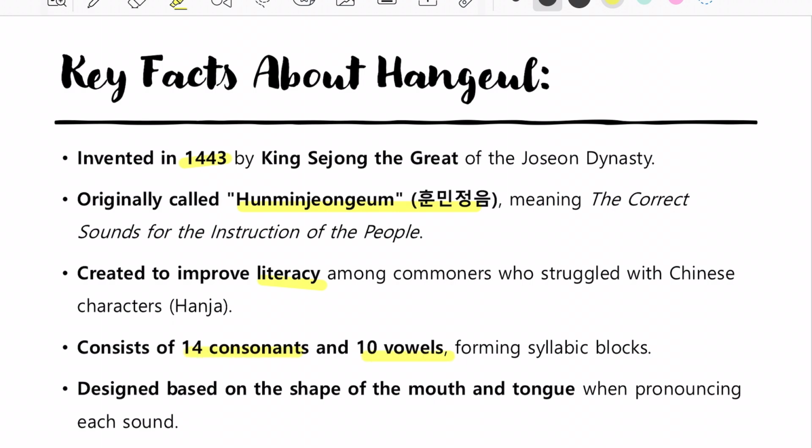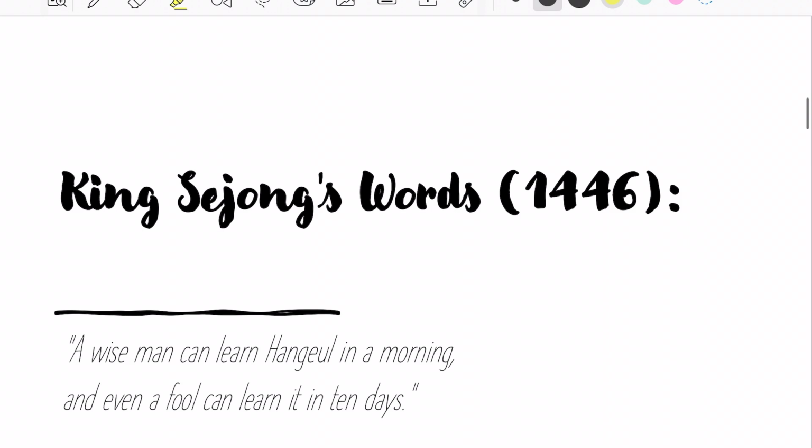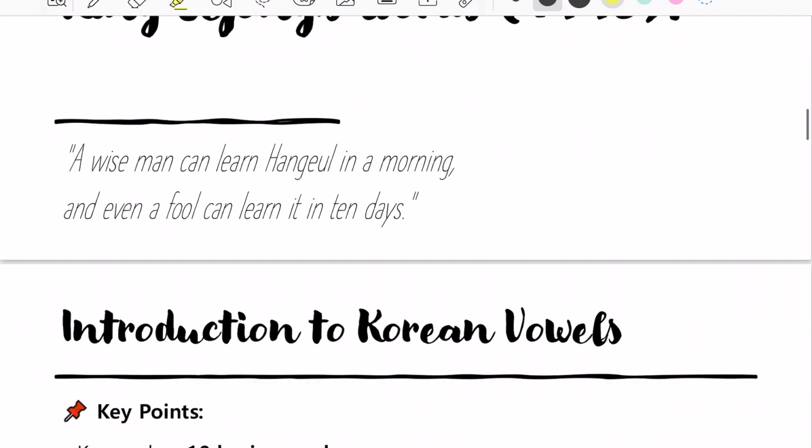So Korean Hangeul consists of 14 consonants and 10 vowels. It forms syllabic blocks. We're going to talk about this in a much later session. It was designed based on the shape of the mouth and tongue when pronouncing each sound. King Sejong once said, "A wise man can learn Hangeul in a morning, and even a fool can learn it in 10 days." So, I do have great faith in you guys.